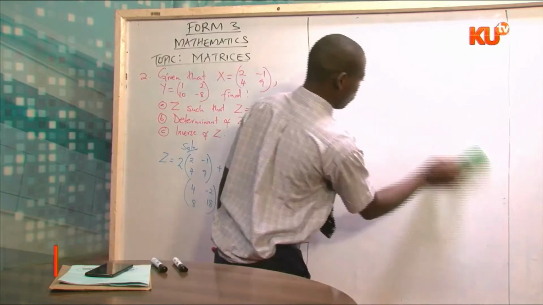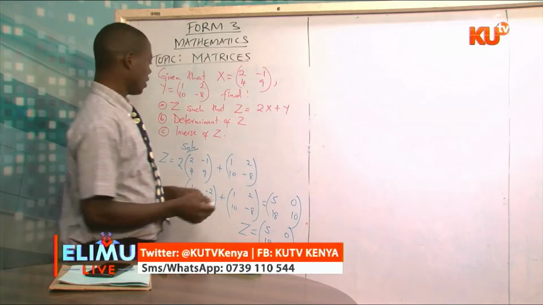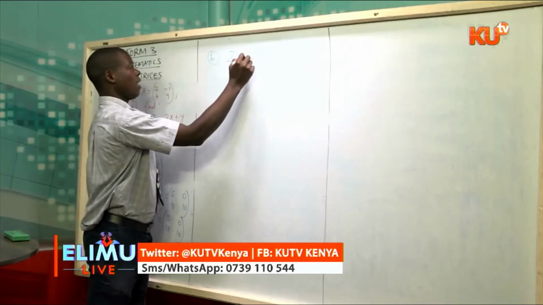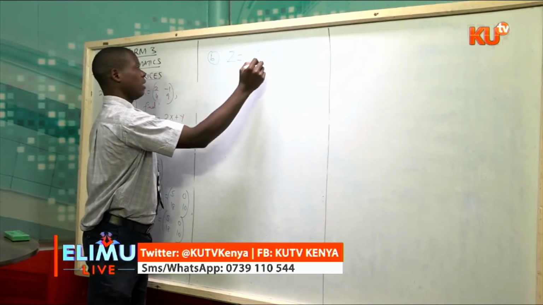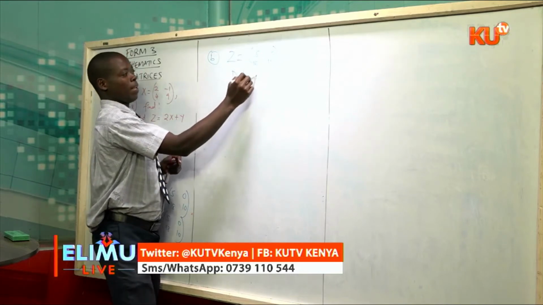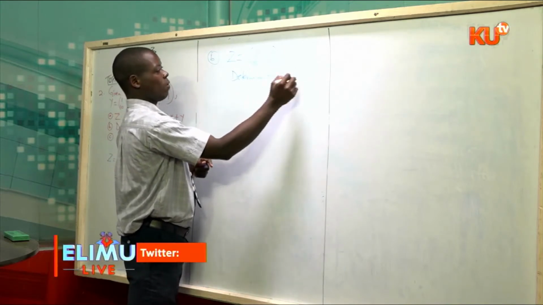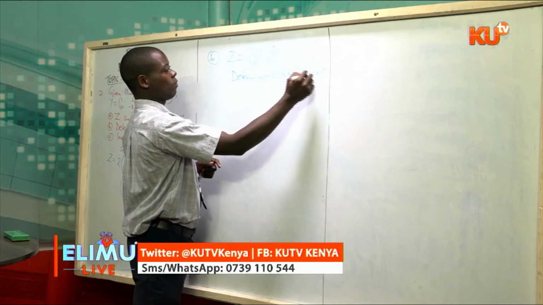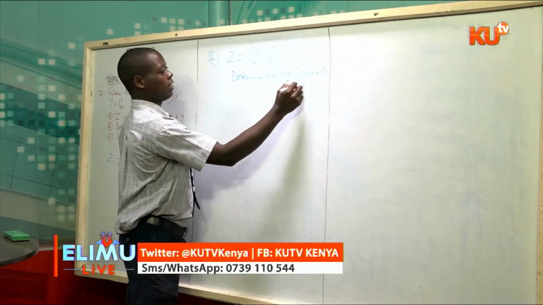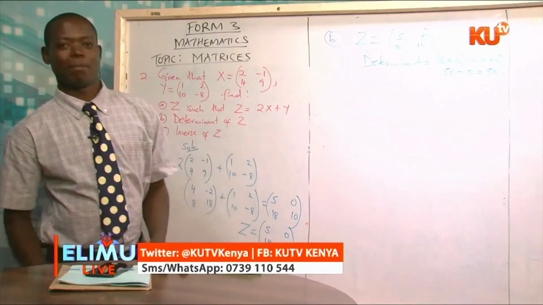So what do we do in this case? Very simple. Take our matrix for part B. Z is 5, 0, 18, 10. We get the determinant, and the determinant is equal to 5 times 10, we minus 18 times 0. 5 times 10 gives us 50, less 0. So the determinant is 50. Our determinant is 50.